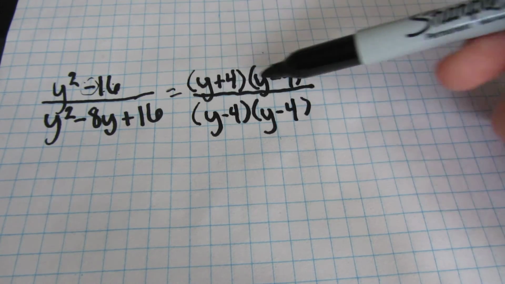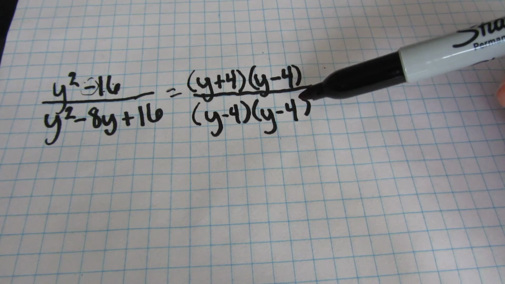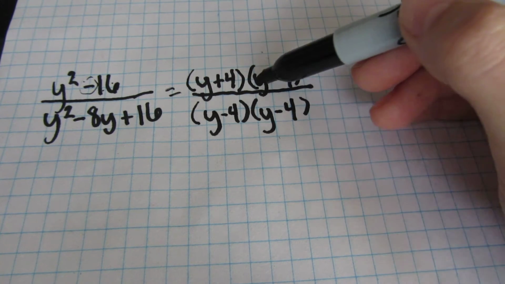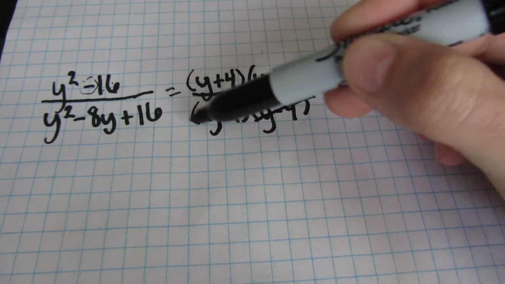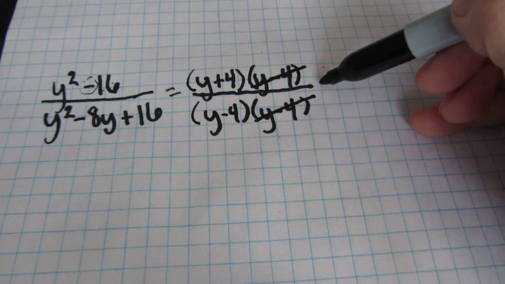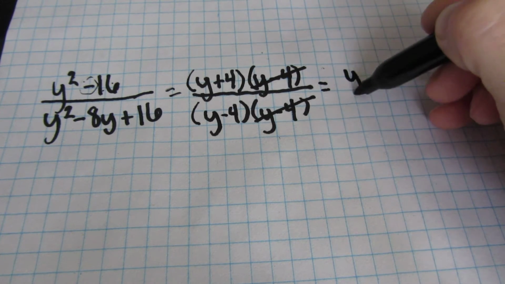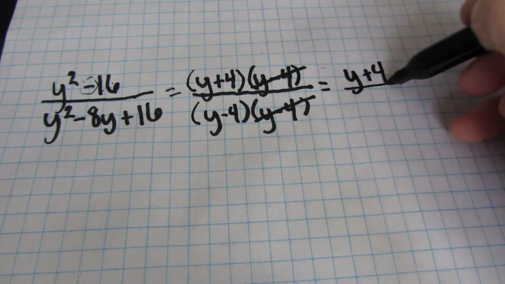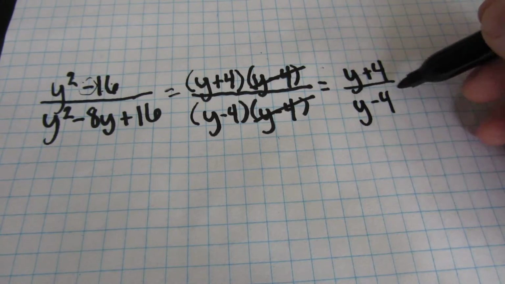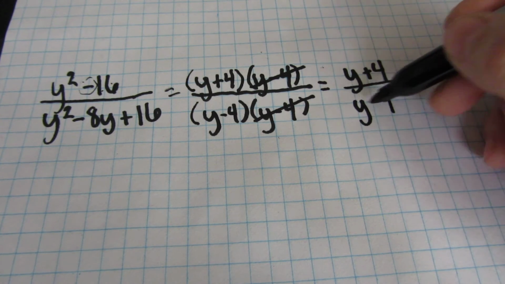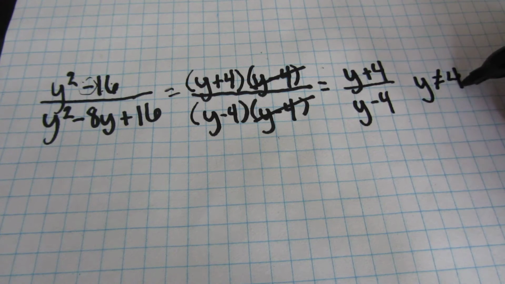Now what I want to do is look for similar terms, top and bottom. And I notice I have a y minus 4 and a y minus 4 binomial, so I can cross those out because they equal 1. Nothing more that's the same. So my simplified expression is y plus 4 over y minus 4. And my excluded value here, or what would make my denominator 0, is 4. So y cannot equal 4.